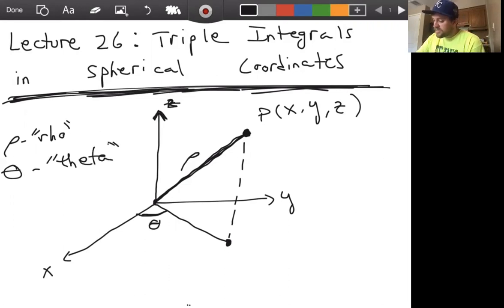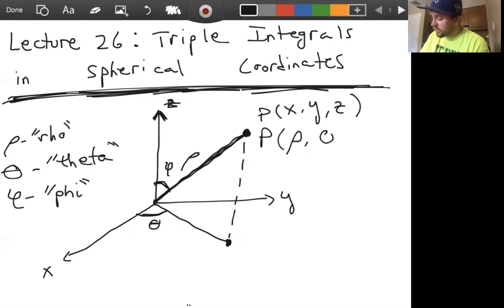And lastly, the last variable in spherical coordinates is this angle down from the z-axis. So if you think about the z-axis as just a pole sticking straight up, well, then if you go down from this pole in any possible direction, it makes some angle, right? And this angle we call phi, the Greek letter phi. And now we can represent this point in spherical coordinates of rho, theta, and phi.